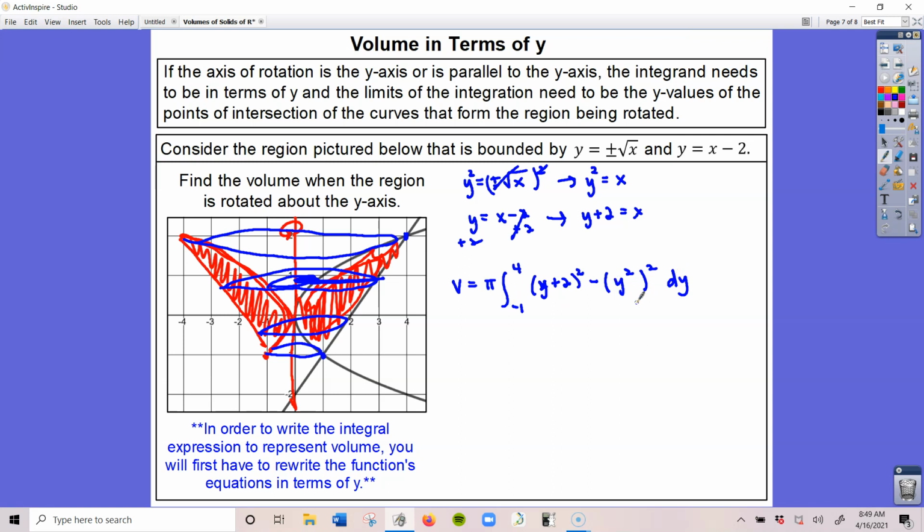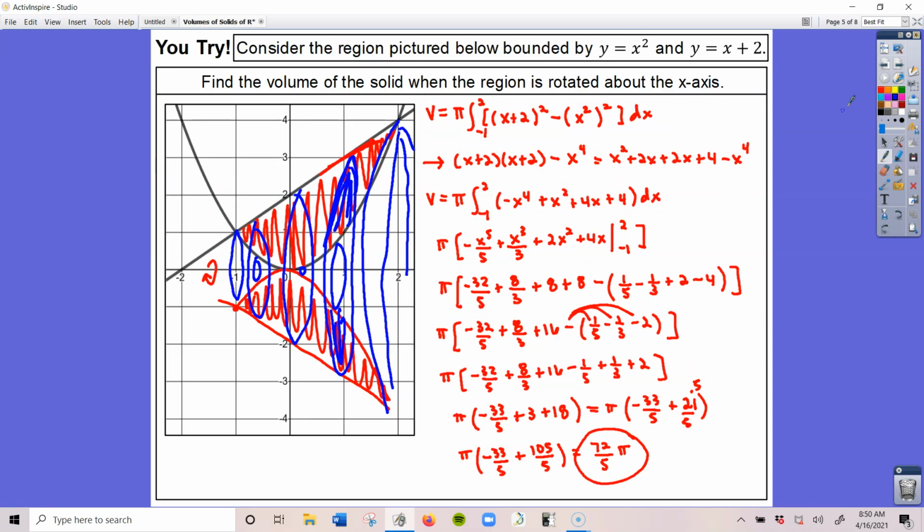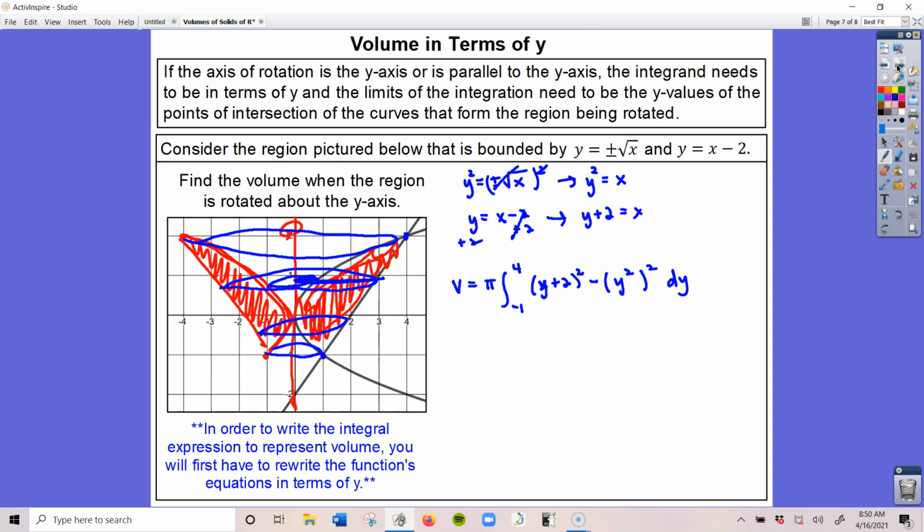So this would be the integral that I would use to solve for the volume of this solid, which I did on purpose because this is actually the same volume equation as this one here. It's just now it's y's instead of x's. So my answer would be 72/5 pi. But I just wanted to, in this example, emphasize how to write the integral. Now let's actually practice solving one.